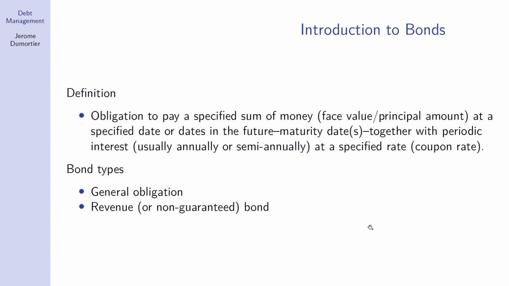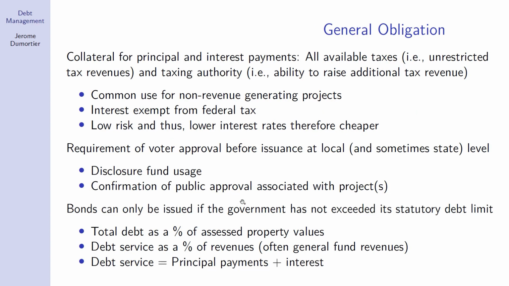Now, the question is, how do governments incur debt? And here we are going to introduce bonds. A bond is basically the obligation to pay a specific sum of money at a specific date or dates in the future, together with interest payments, usually annually or semi-annually, at a specific rate. That rate is called the coupon rate. There are two types of bonds. We have general obligation bonds, and we also have revenue bonds or non-guaranteed bonds.